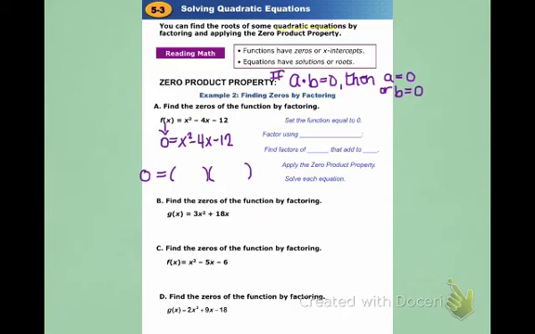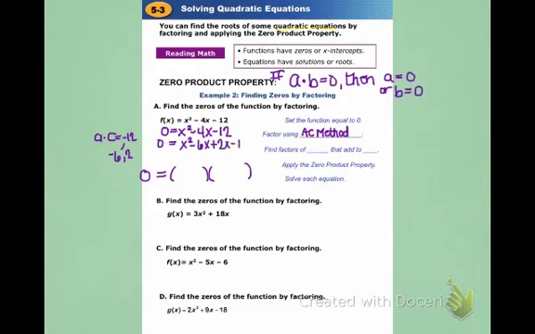If we use the AC method, a times c is 1 times negative 12, that's negative 12. So we need to know the factors of negative 12 that add up to negative 4. That would be negative 6 and positive 2. This is where we take that middle term and break it up into two separate terms that have a sum of negative 4x by using negative 6x and positive 2x. And either one of those can go first. So I'm going to go ahead and put the minus 6x first, but it doesn't really matter.